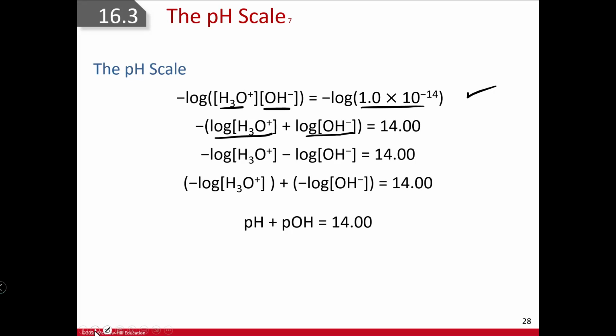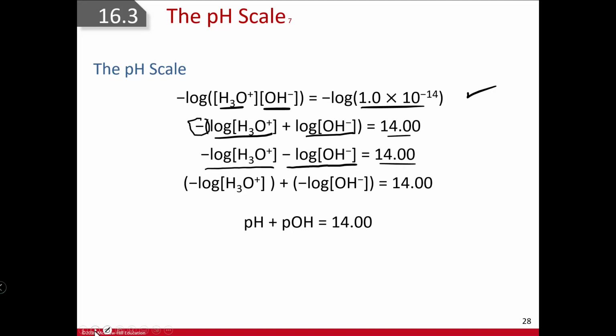So again, if you don't know this, make sure you go back in the appendix and look at that. Just like if it's division, it's subtraction here. So then we multiply everything through by negative. Don't forget that. And that makes negative log of the hydronium ion concentration minus the log of the hydroxide ion concentration. And negative log of 1 times 10 to the negative 14th is 14.